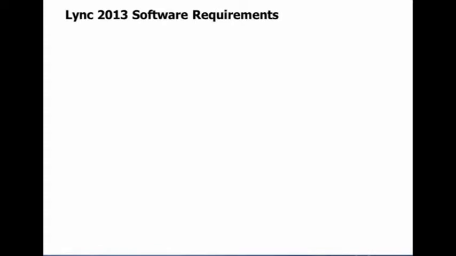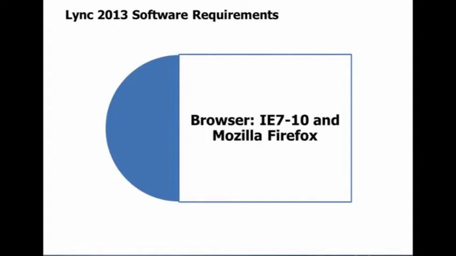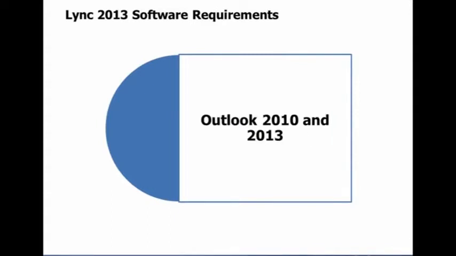Most of the clients at Covrock Fitness have been updated in the last couple of years, but we have to make certain of this because with Microsoft Lync 2013, we have certain software requirements. The minimum requirement for the Windows operating system is Windows 8, Windows 7, or Windows Server 2008 R2 with the latest service pack. In order to install the client, it does require administrative access. The minimum browser requirements supported are Internet Explorer 7 through IE10 and Mozilla Firefox. To be able to use the full set of integration features on your client, it does require Outlook 2010 or Outlook 2013.